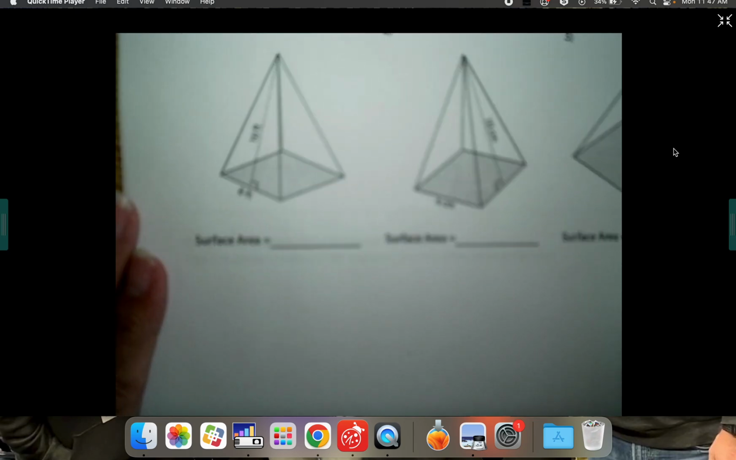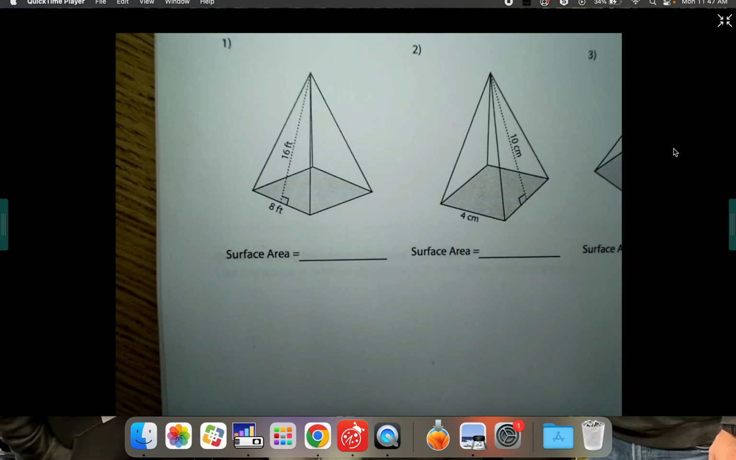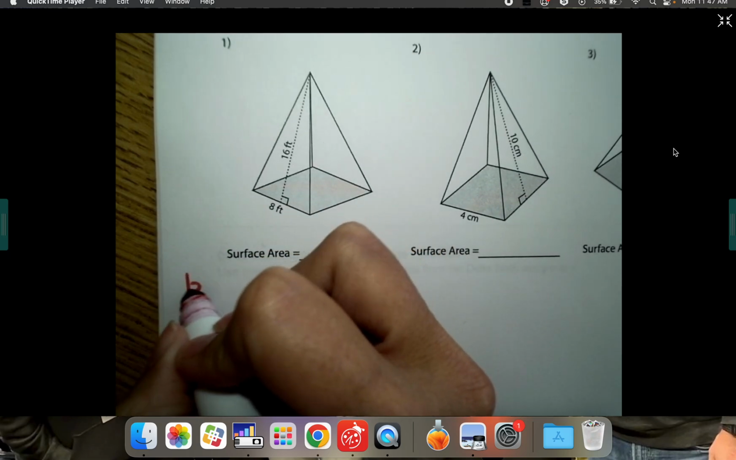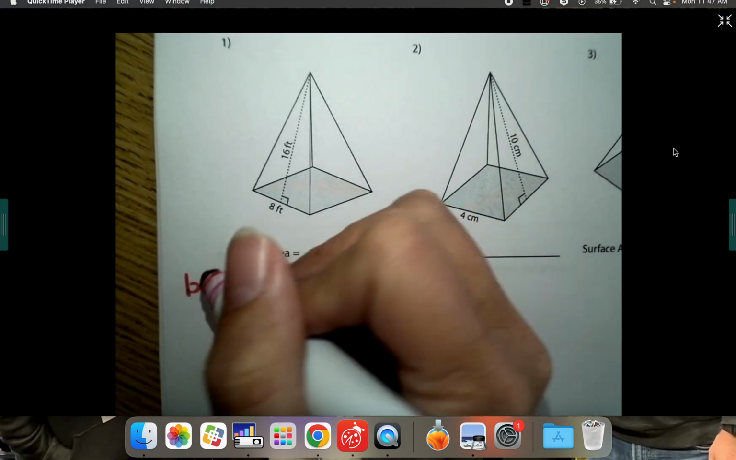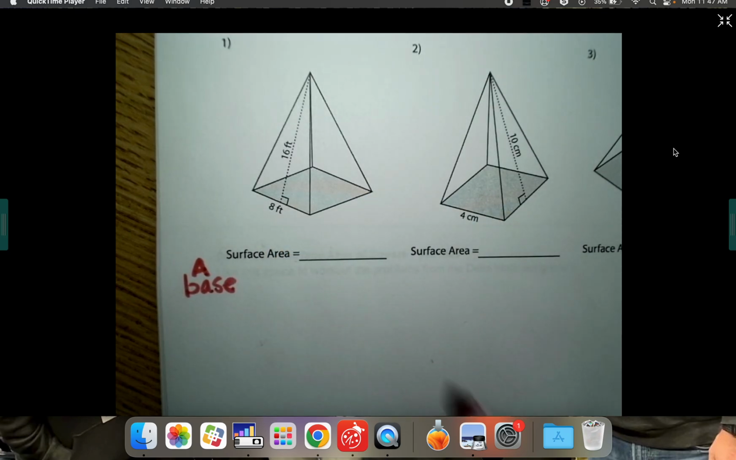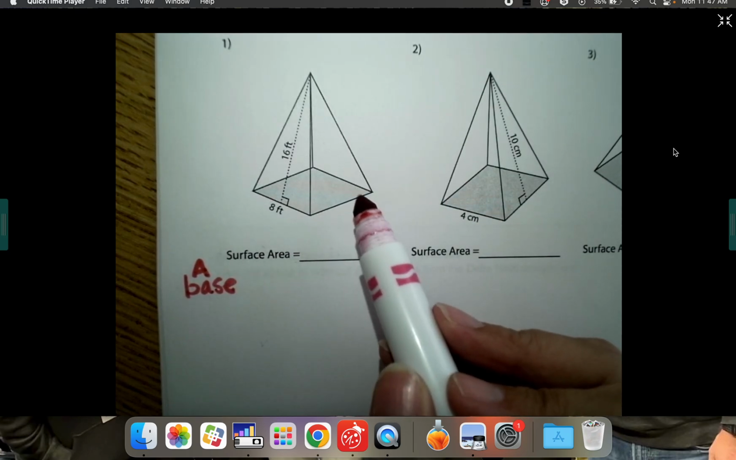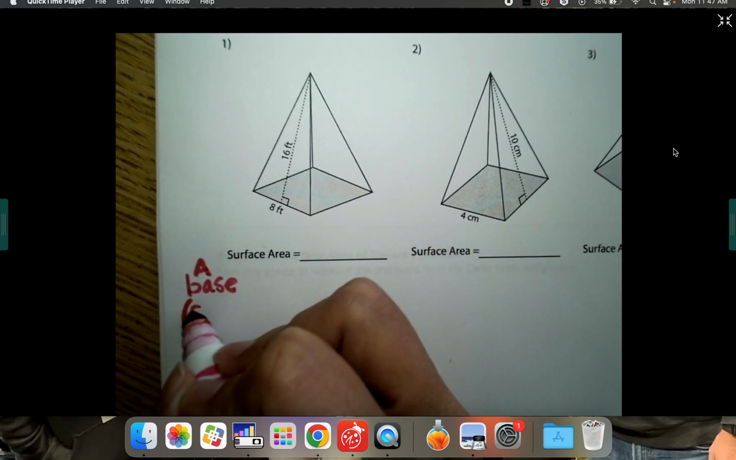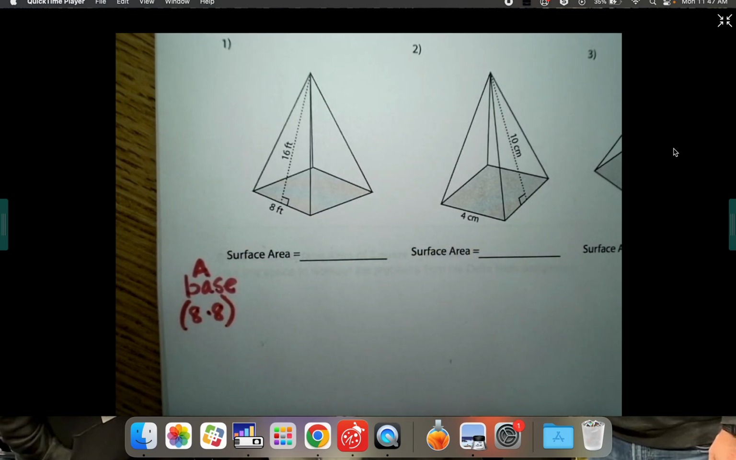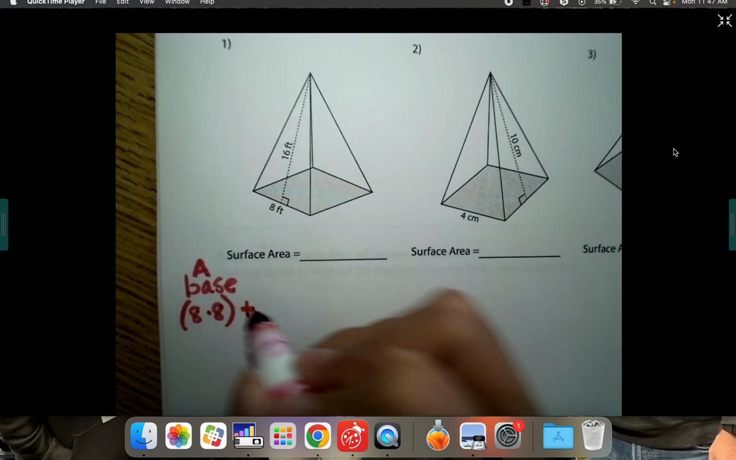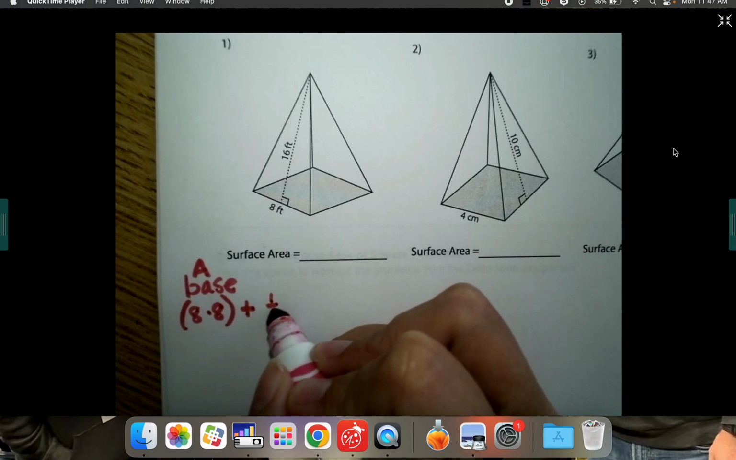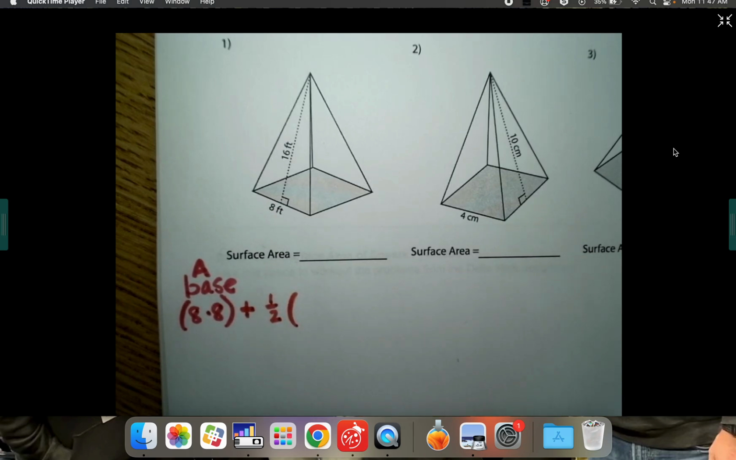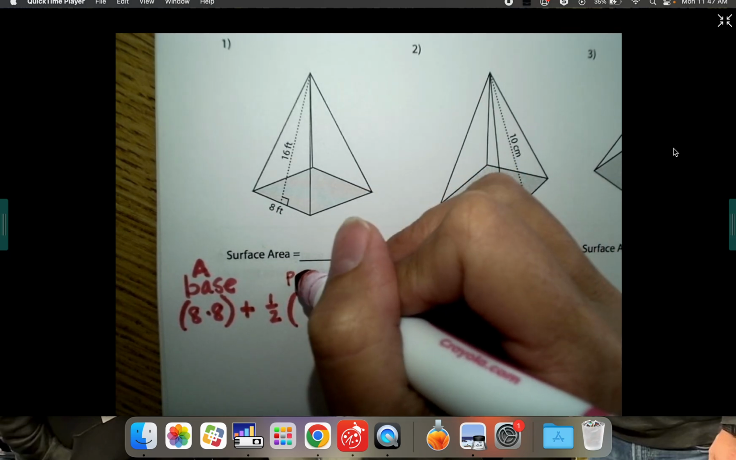Okay, so let's start on number 1. So we're first going to put the area of the base. I'll put area base. Area of the base is length times width of the square. Length times width is 8 by 8 because since it's a square, we know the length and the width are both 8. So that's the base. We're going to come back and add half times the perimeter of the base.